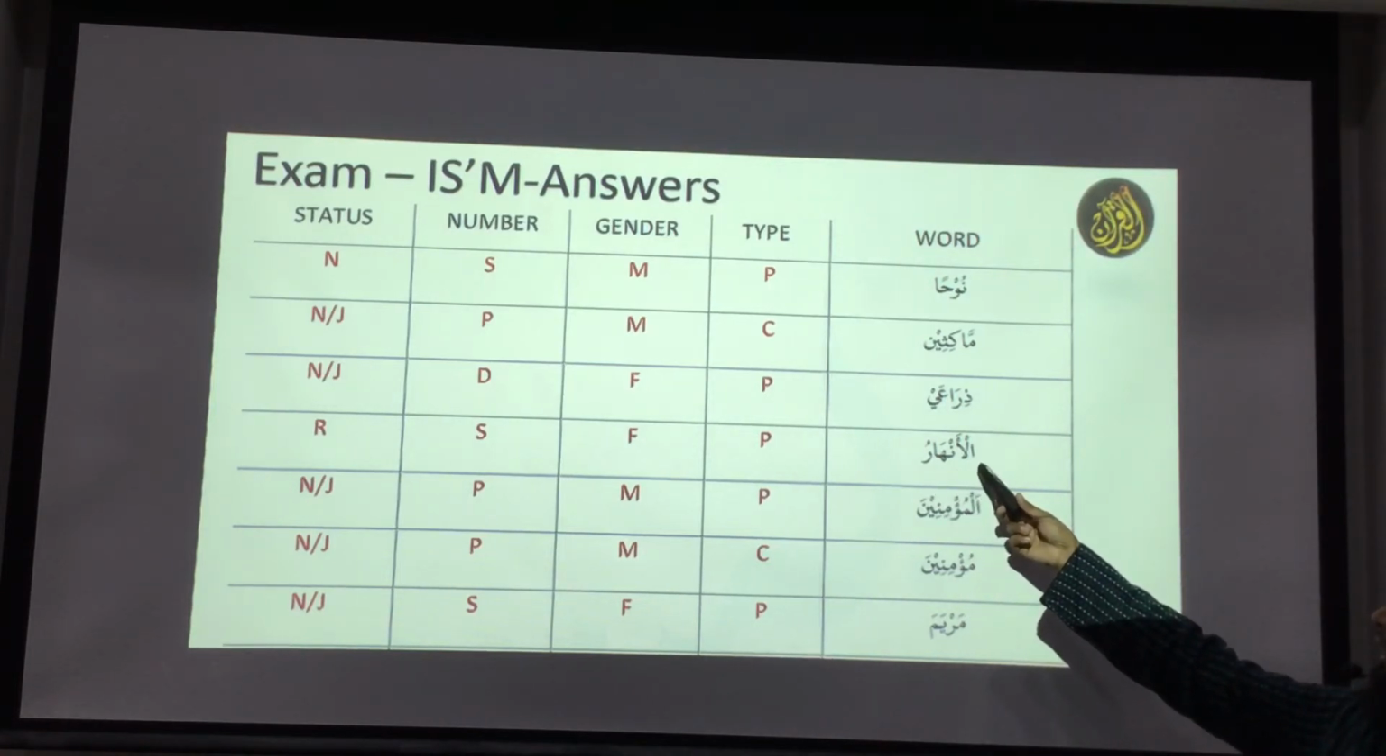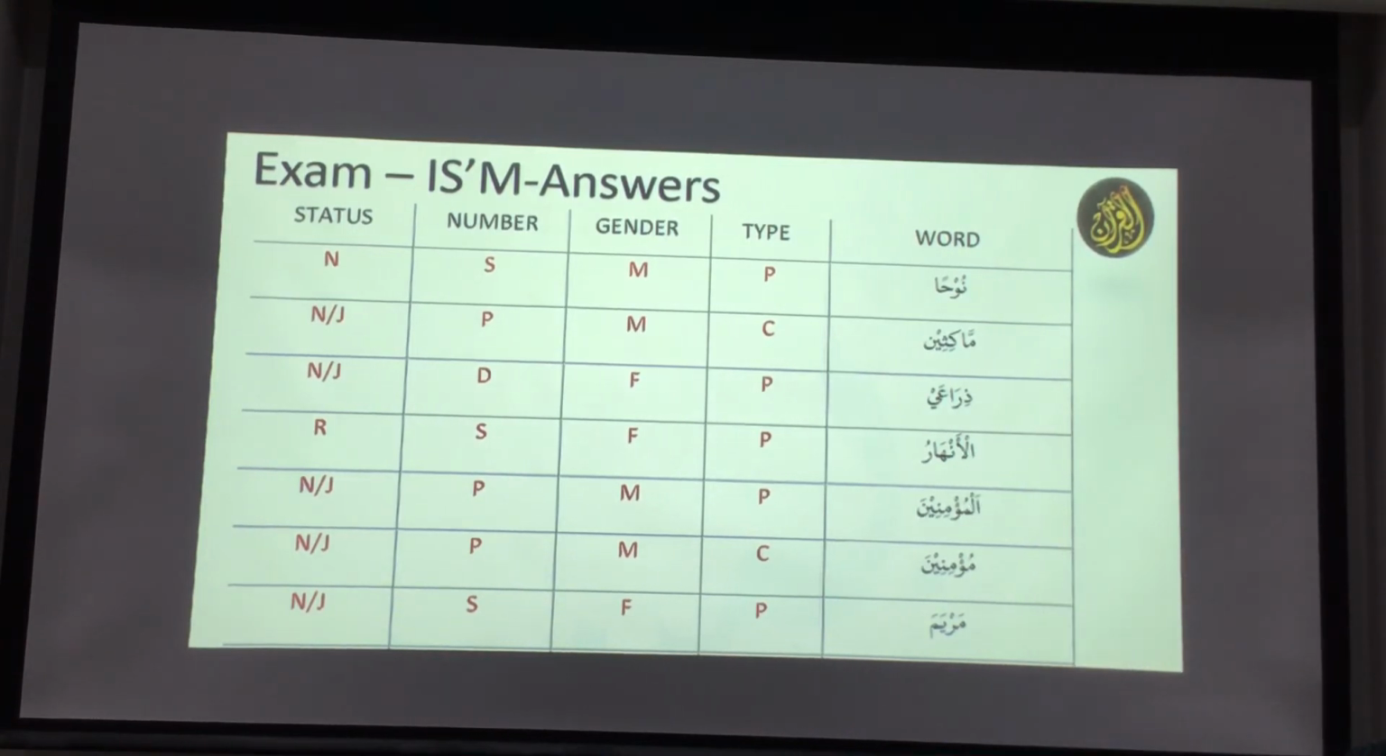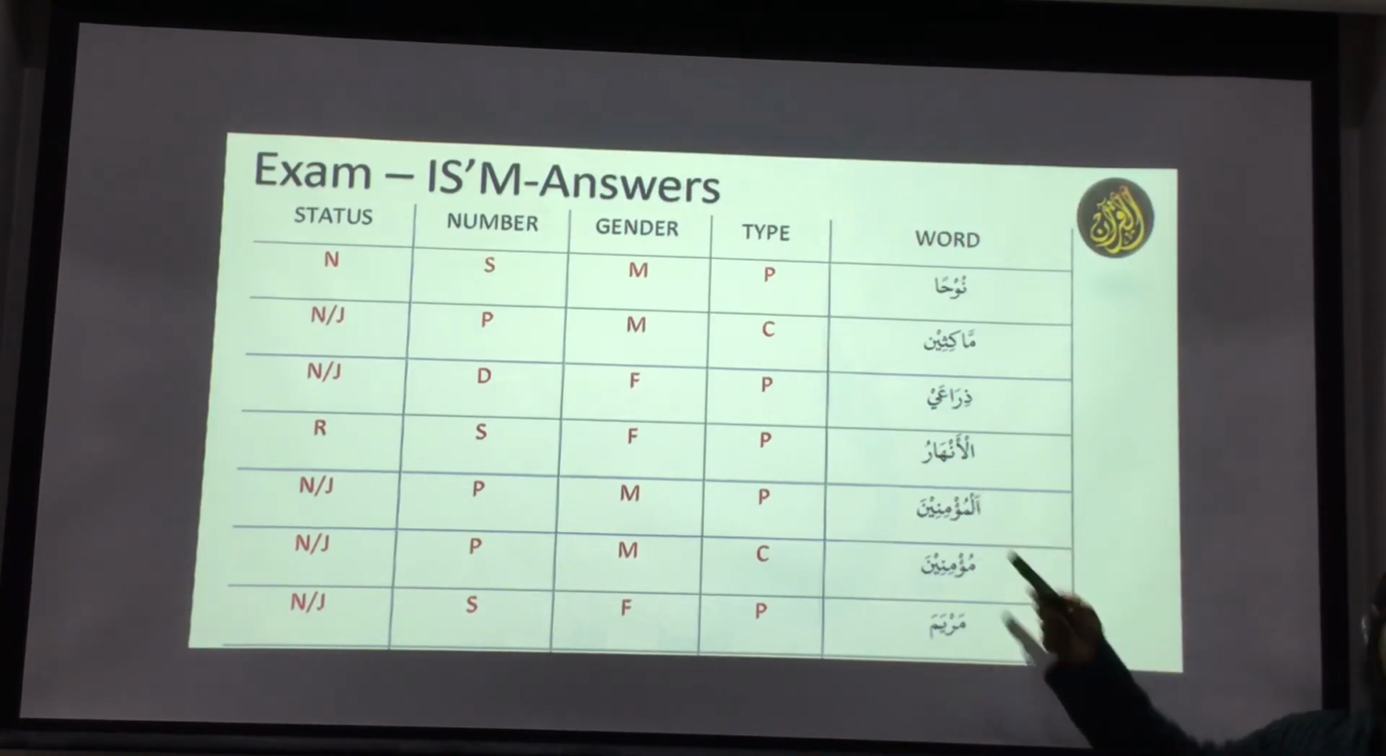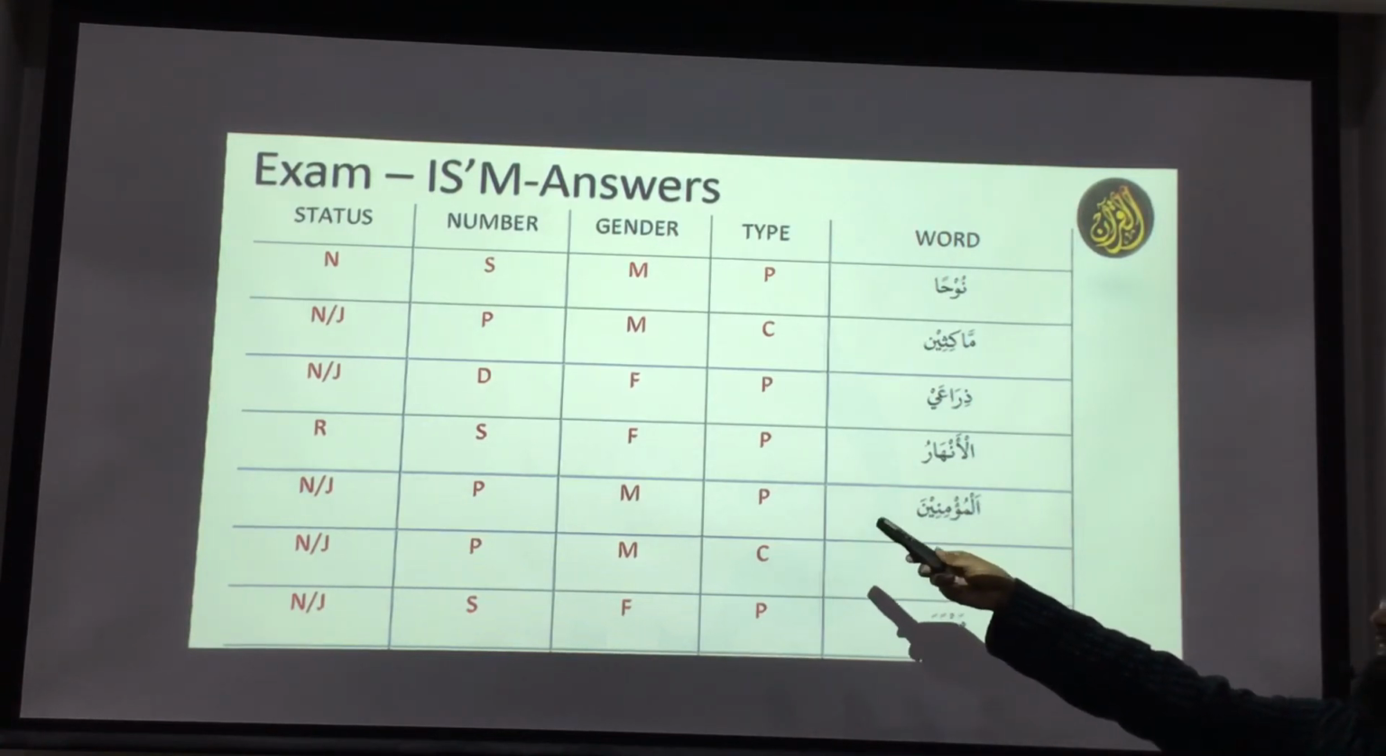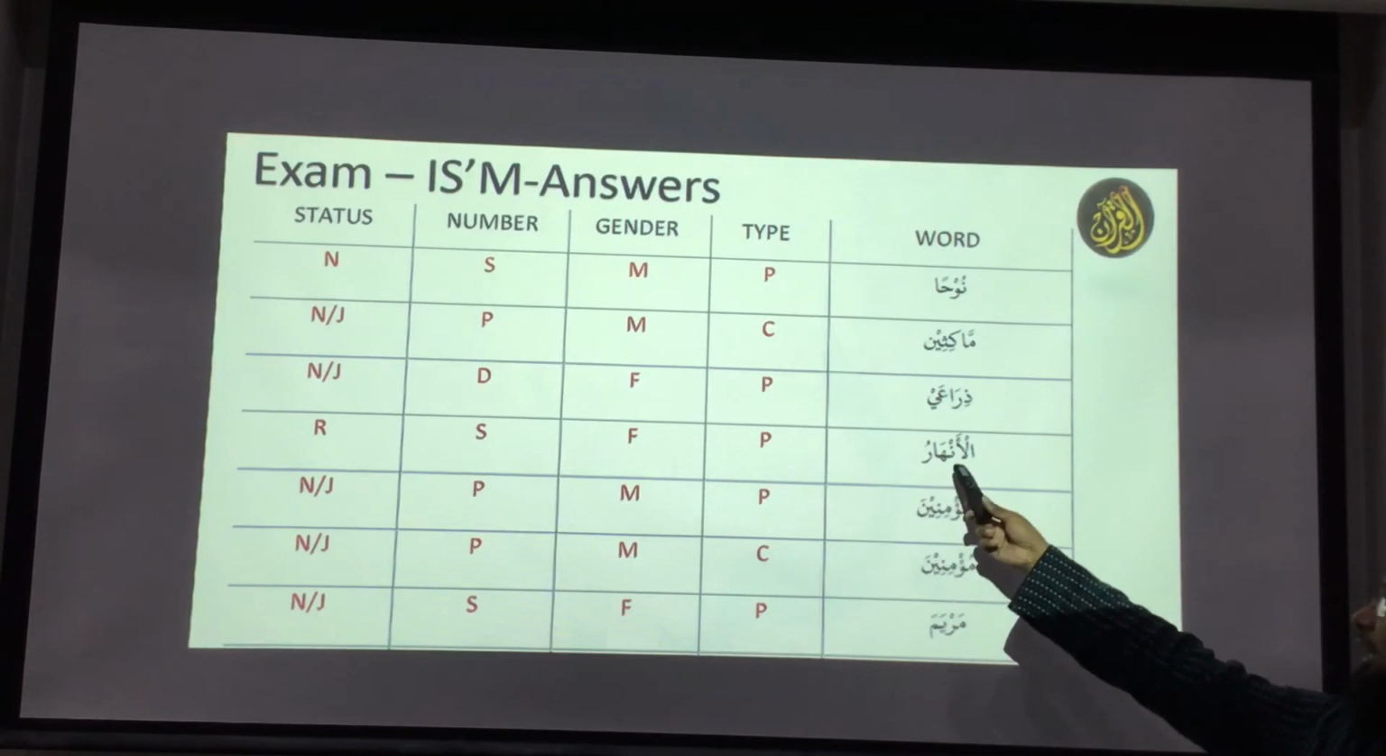Next one, al-anharu. Al-anharu obviously is going to be proper because of the al there, and anhar means what? Anybody knows? Rivers. Yes, very good. Rivers. So rivers is non-human, feminine plural. So that's why it's plural, and its number is singular.